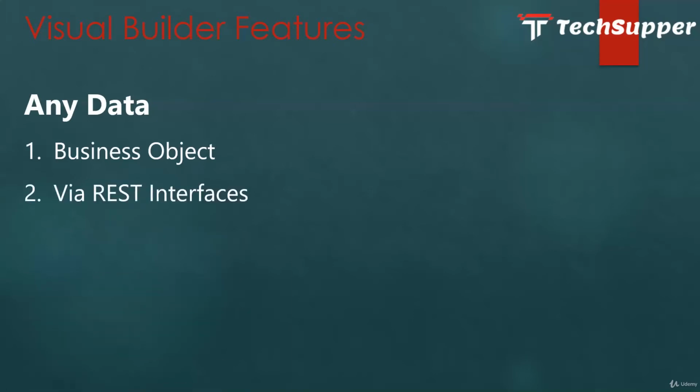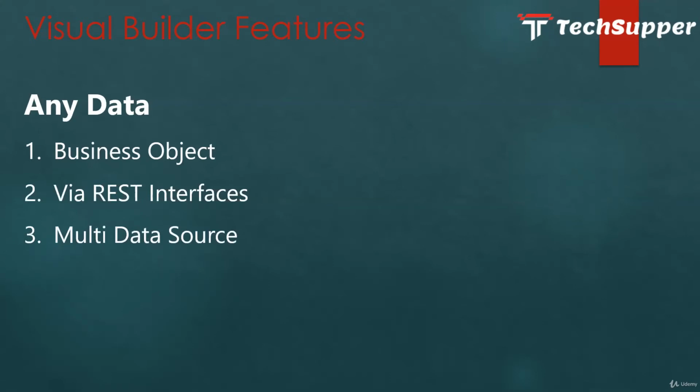REST interfaces. So basically, as I mentioned, Visual Builder allows us to access the REST APIs as well. So if you have any third-party REST APIs, you can use that REST API to get the data or to push the data with the help of REST interfaces. In the same way, if you have developed any REST API in the integration, you can use these REST APIs directly without any further development. So it will allow you to bring data onto your application.